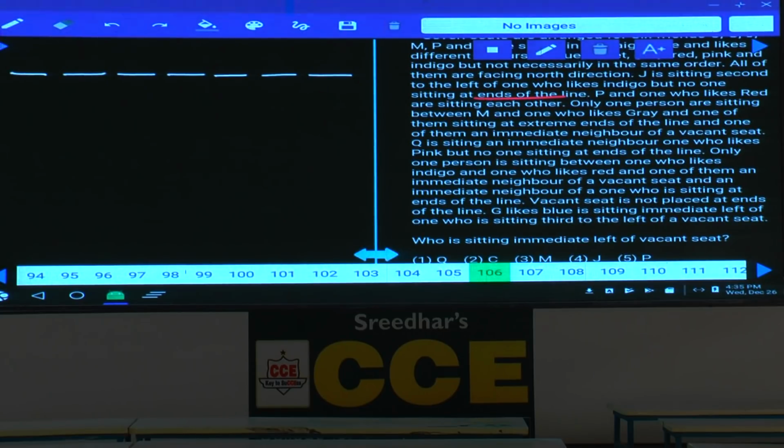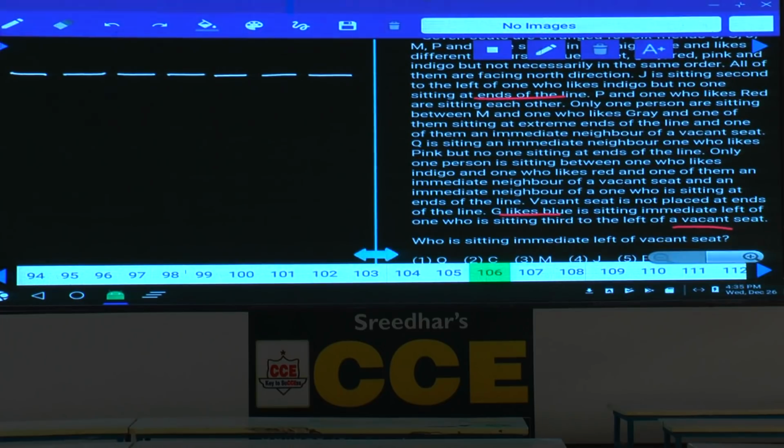The possibilities could be n number. Why? Because maybe there is a vacant seat in between, or if there is no vacant seat, there is again one more possibility, isn't it? And P and the one who likes red are seated one person apart. Now, sir, if you observe here, G likes blue. Now the last statement I am going for. G, who likes blue, is sitting to the immediate left of the one who is seated third to the left of a vacant seat, isn't it?